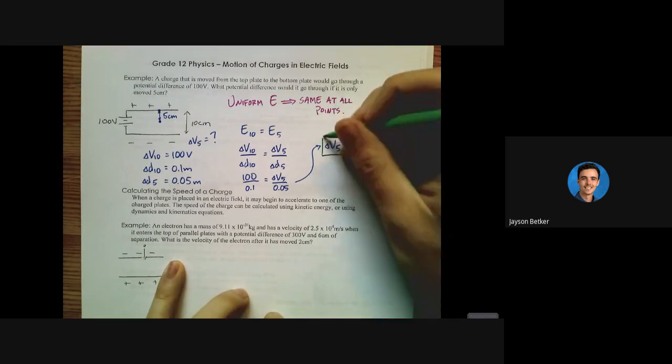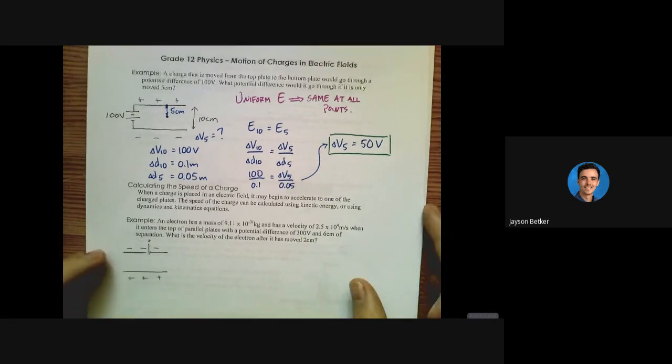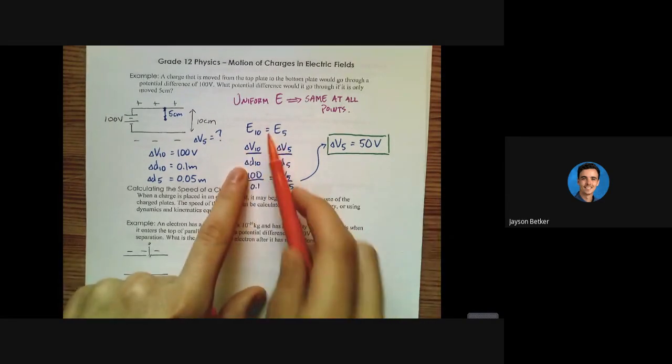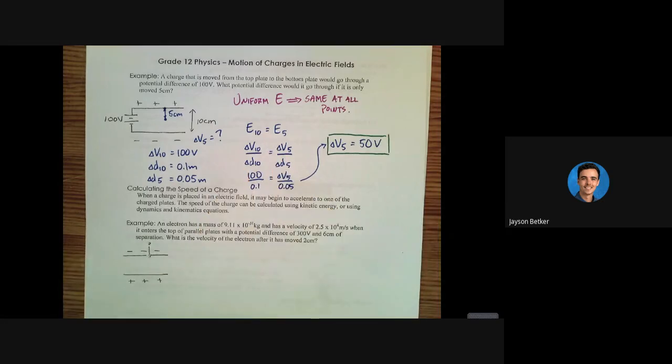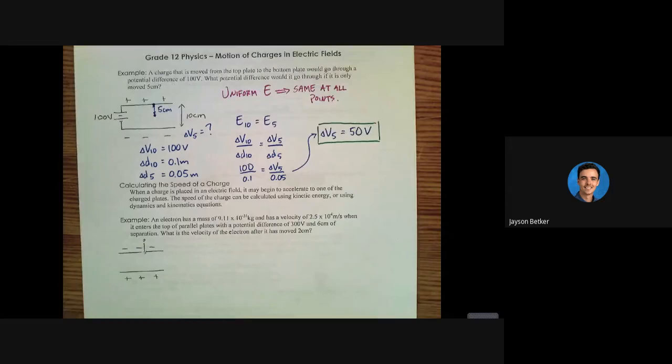It makes our lives a lot easier, knowing that the electric field is constant or uniform throughout the entire distance between the two parallel plates. So our next step now is to take this idea, and we're going to use it again for the next problem. But now I want to relate it to the motion of the charge between those two plates.